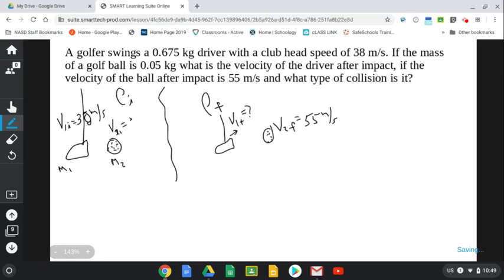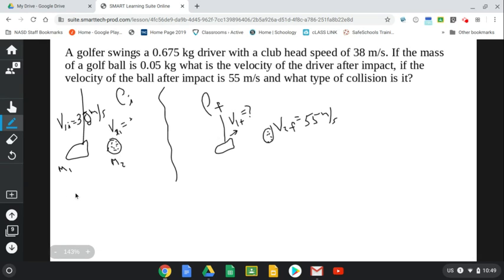Okay, so the second question, what type of collision is it? We know it's not perfectly inelastic because they don't stick together. So it's either going to be elastic or inelastic. We're going to have to take a look at the kinetic energies to see what happens. If the kinetic energy remains the same on both sides, then it's elastic.